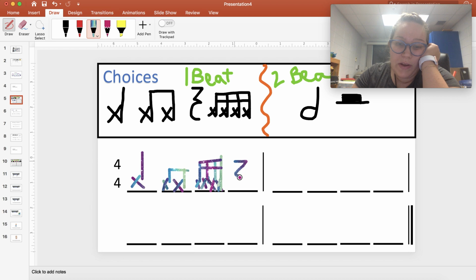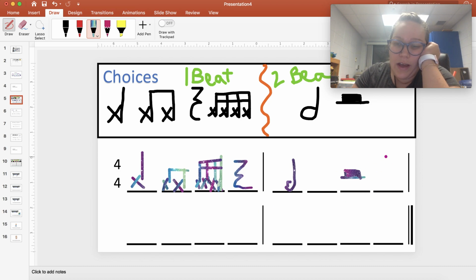Or I can do a rest. I can do a half rest. I'm sorry, a half note. I can do a half rest. I must leave the space next door empty because it's a 2-beat note. So if I have a half note, this one has to stay empty. There can be nothing there. Half rest, next to it, nothing can be.